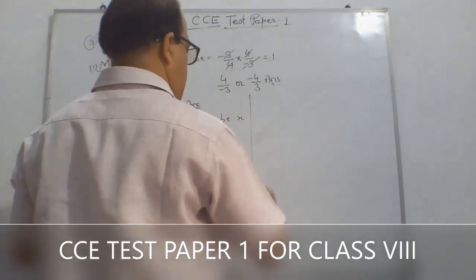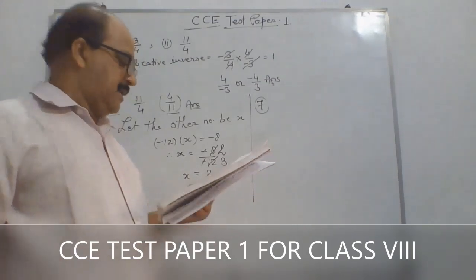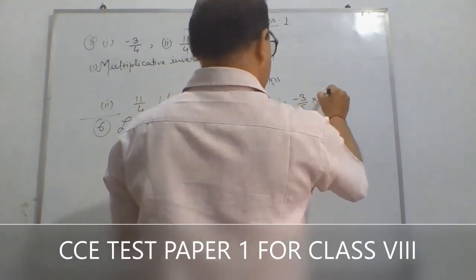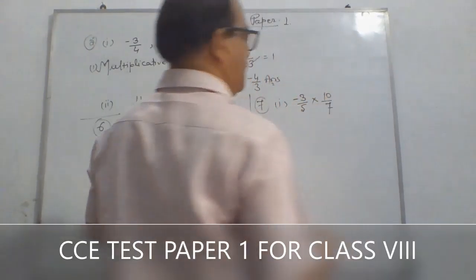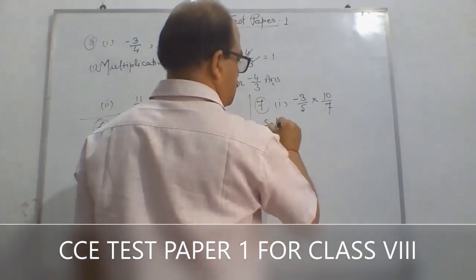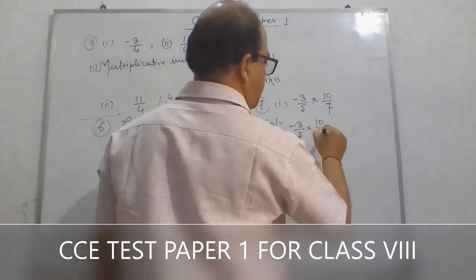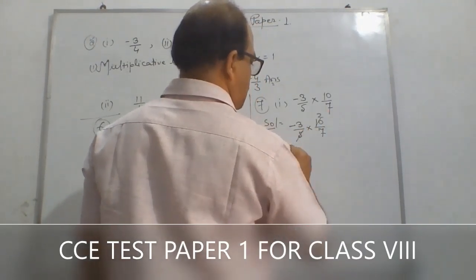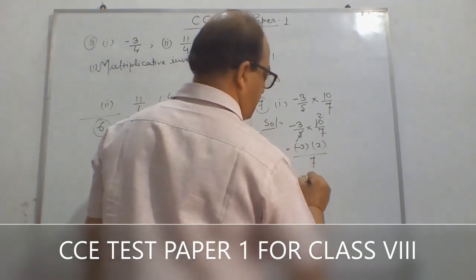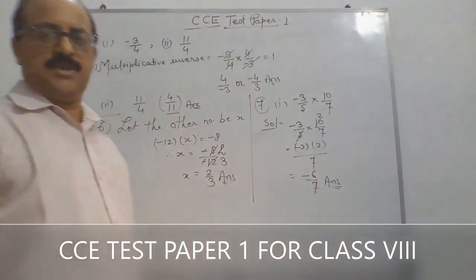In question number 7, evaluate minus 3 by 5 into 10 by 7. Evaluate this one. Minus 3 by 5 into 10 by 7. 5 twos are 10, so minus 3 into 2 by 7 is minus 6 by 7. This is the answer. Clear?